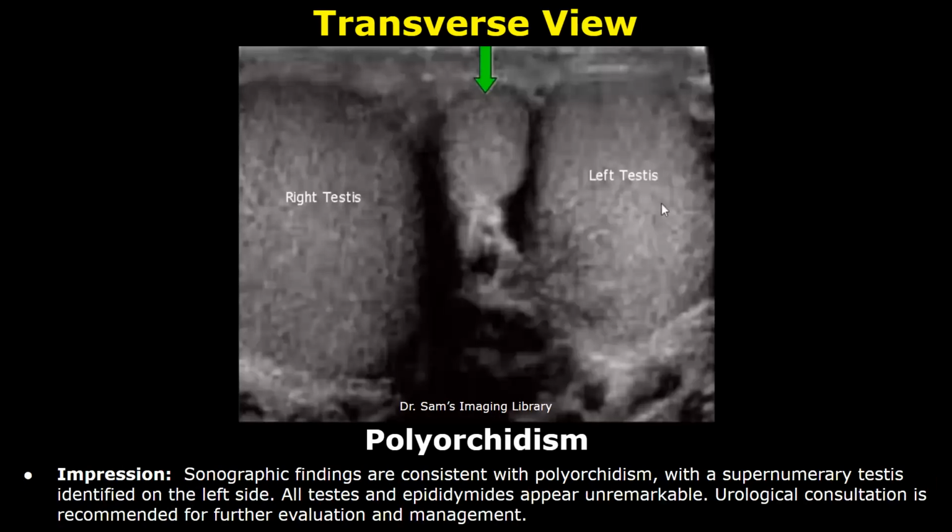Here is the impression. Sonographic findings are consistent with polyorchidism with a supernumerary testis identified on the left side. All testes and epididymides appear unremarkable. Urological consultation is recommended for further evaluation and management.